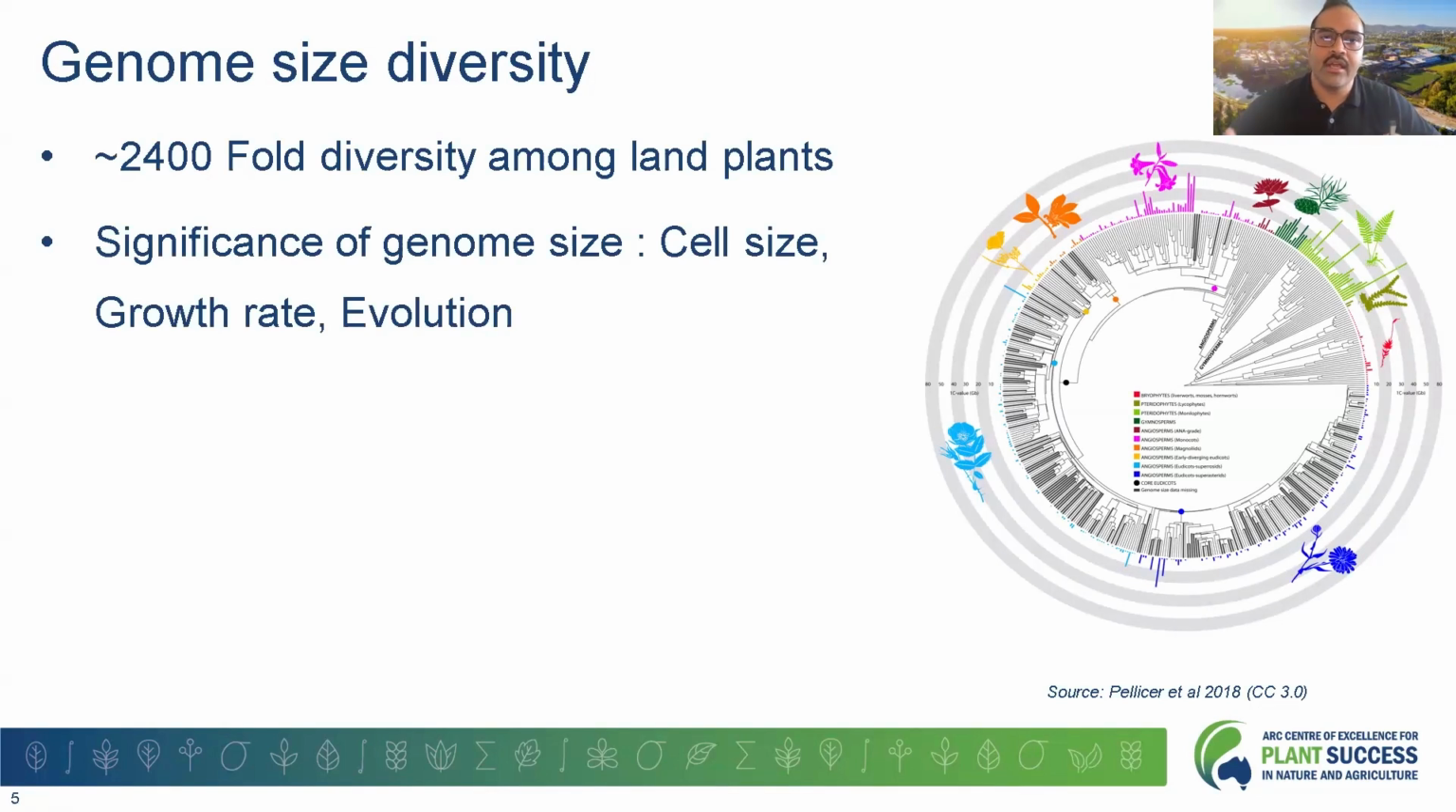It's usually associated with the cell size and stomatal size. If a species has a larger genome size, then the cell size would be larger, and that can have some implications in terms of physiology and morphology. And also the growth rate: when cells have higher DNA content, they need to take more time for reproduction, or DNA synthesis.